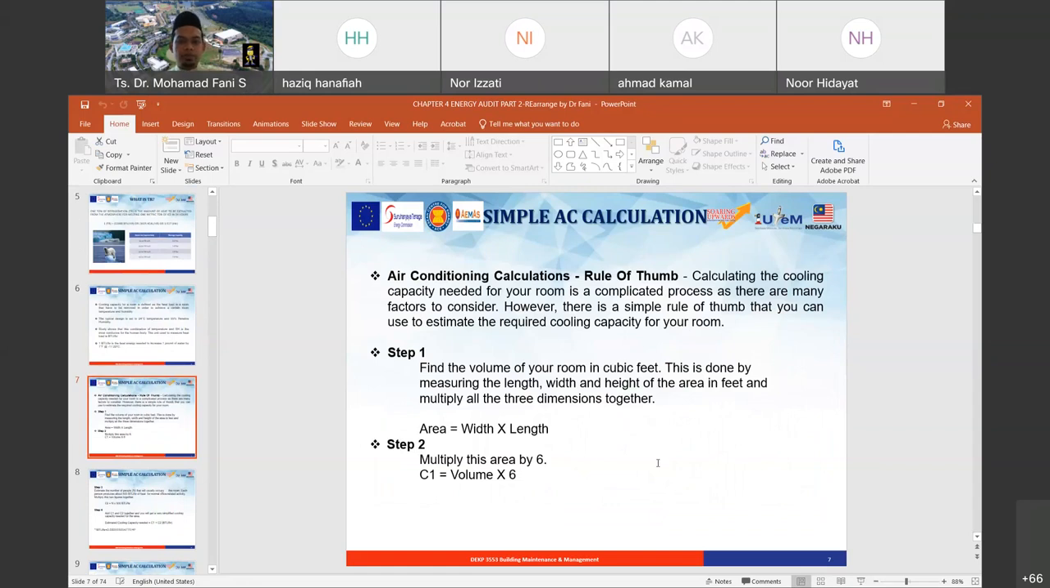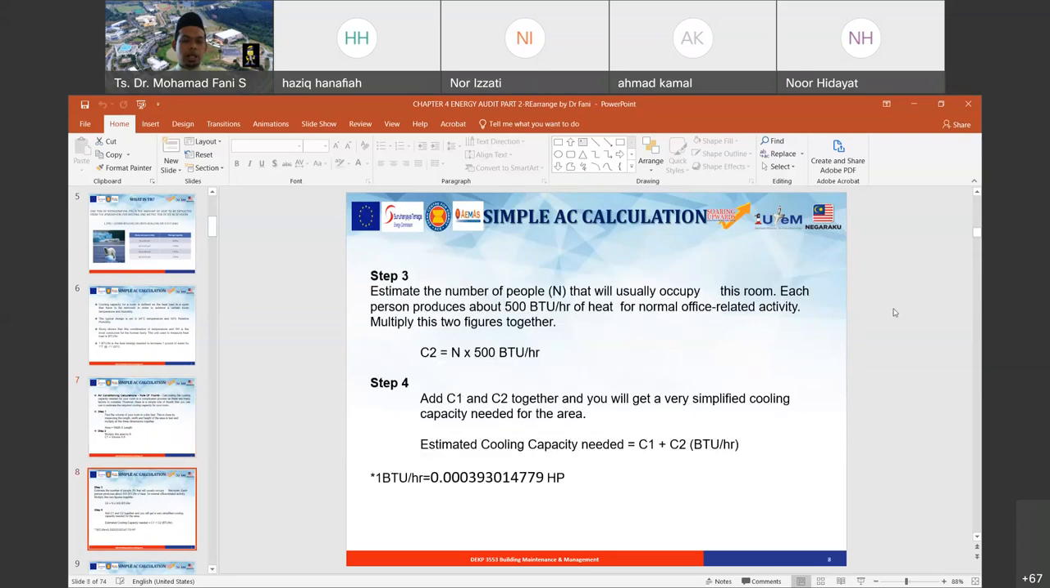For example here, a rule of thumb to calculate. Step one, find the volume of your room in cubic feet. This is done by measuring the length, width and height of the area in feet and multiplying all three dimensions together to get the volume. Once you get the volume, step two, multiply the volume by six. Six is a constant, C1. After that, you need to come up with C2, the number of people occupying the room, for example three or four or five.